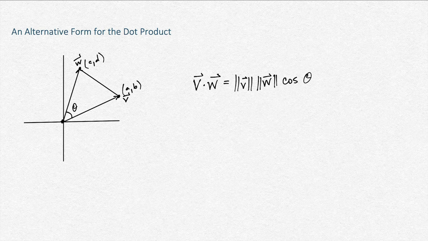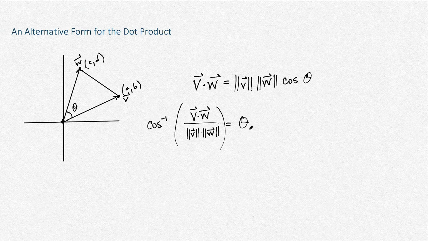So divide by those magnitudes and take the inverse cosine. So doing that, we get our v dot w over the magnitude of v, magnitude of w. Okay, that's the cosine of theta. And so if I do the cosine inverse of that, then I get that angle theta. So very powerful formula with a lot of different applications.